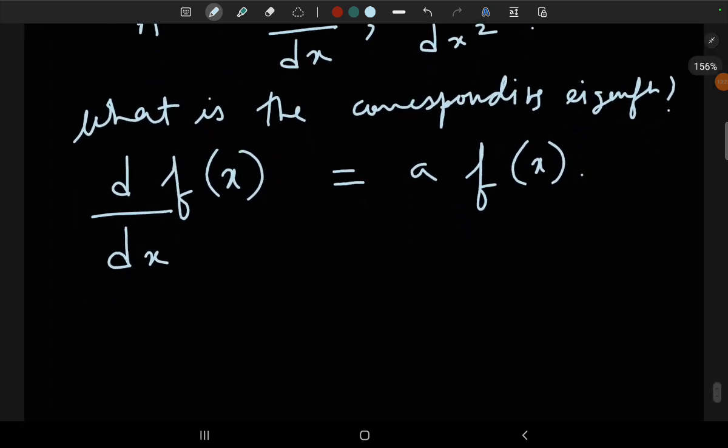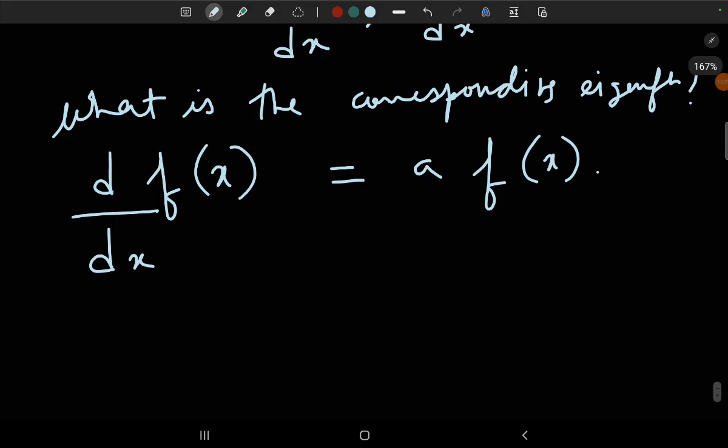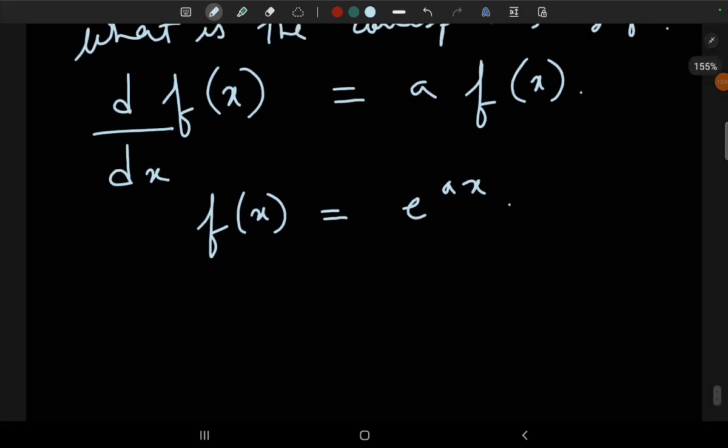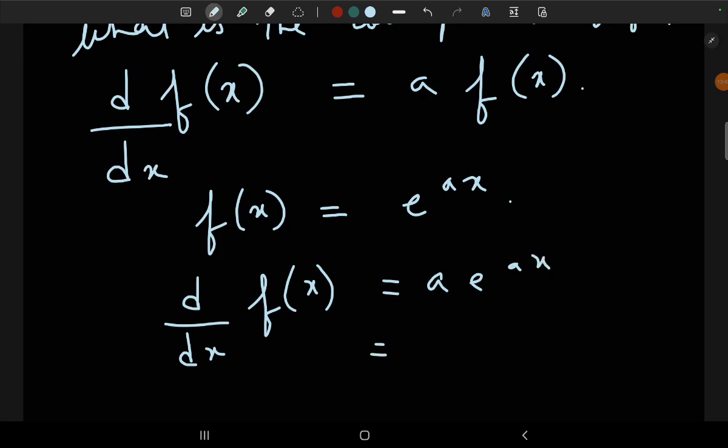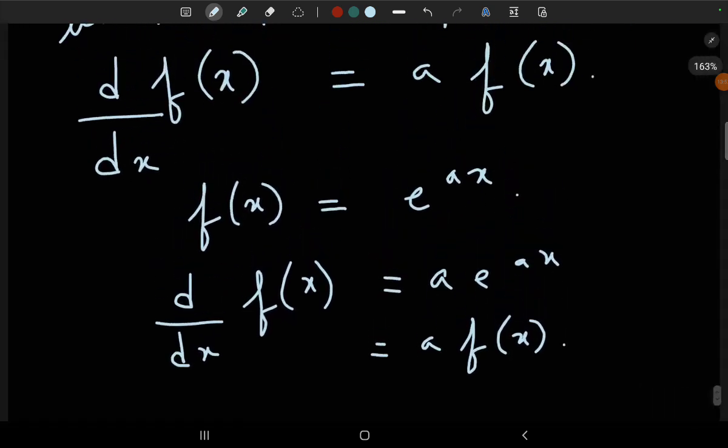And if you notice, this is actually a differential equation with a known solution. So this f of x, the eigenfunction, will be something like e to the power ax. And you can check that the derivative d dx of f of x is a e to the power ax, and e to the power ax can be written as f of x. So this is an eigenvalue equation.